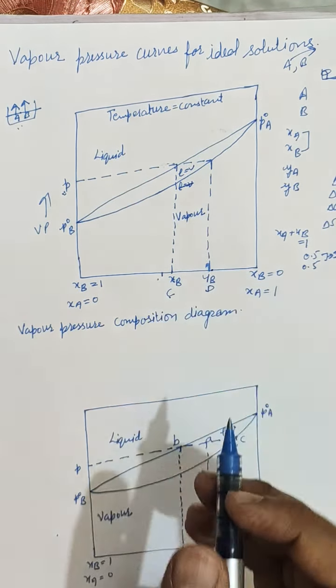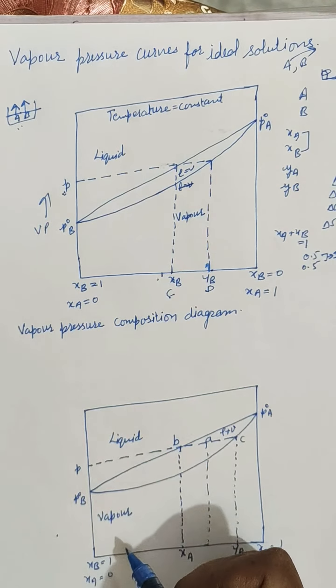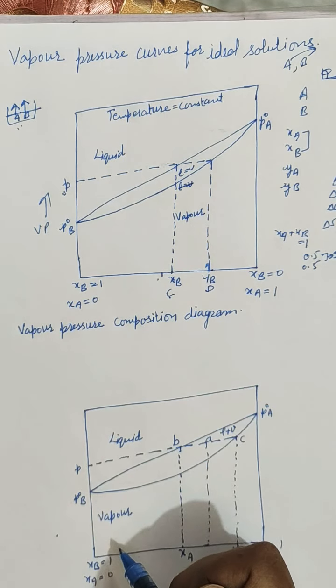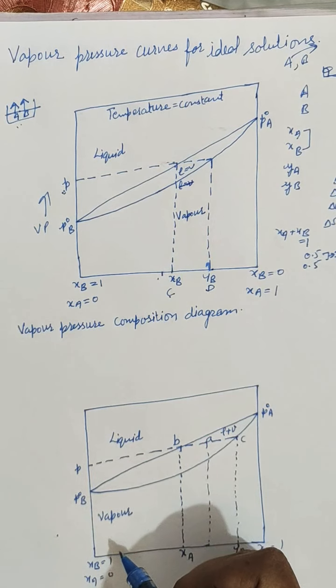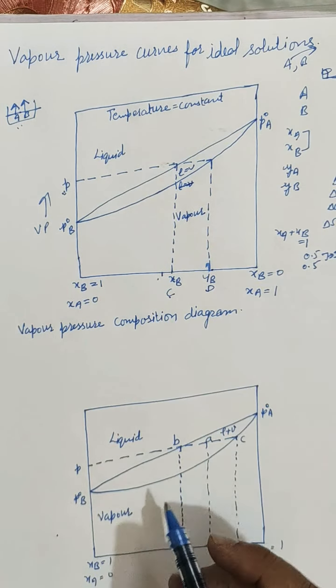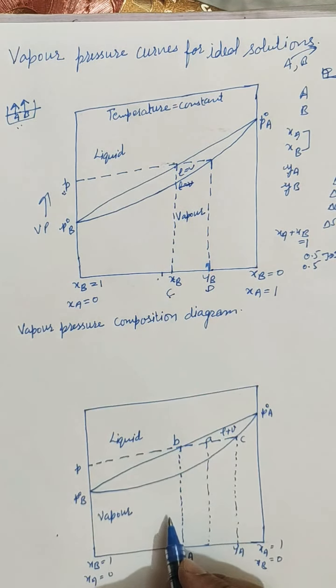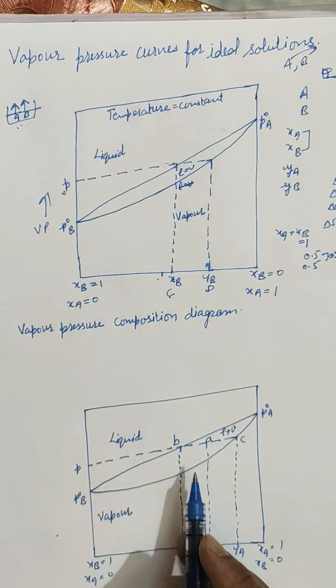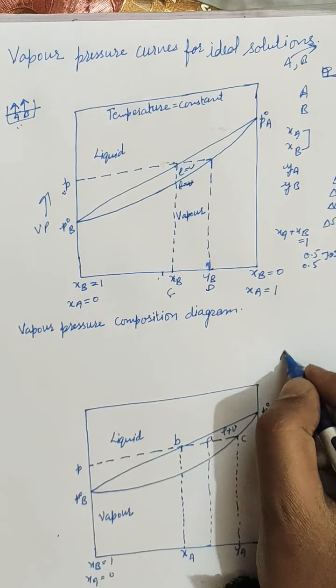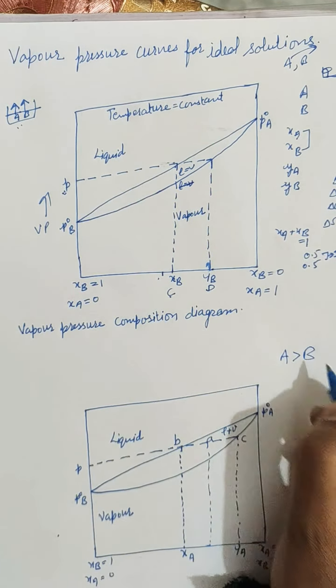And next is the lever rule. What does the lever rule say? Suppose there is a vapor pressure composition diagram like this for a binary solution having components A and B, in which component A is more volatile than B. So it looks like this. A is more volatile than B.